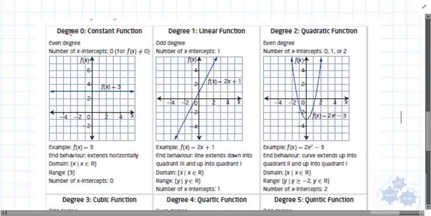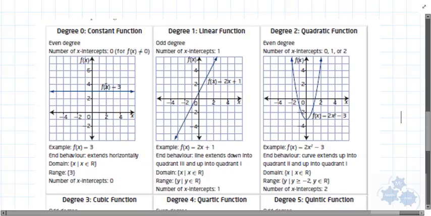All right, so a degree 0 function is a constant function like f of x equals 3. So what do we know about that? The end behavior starts in quadrant 2, ends in quadrant 1, and it just extends horizontally. It's a horizontal line. The domain, x is an element of all real numbers. The range would be simply y equals 3, because it's a straight horizontal line. And there are 0 x-intercepts.